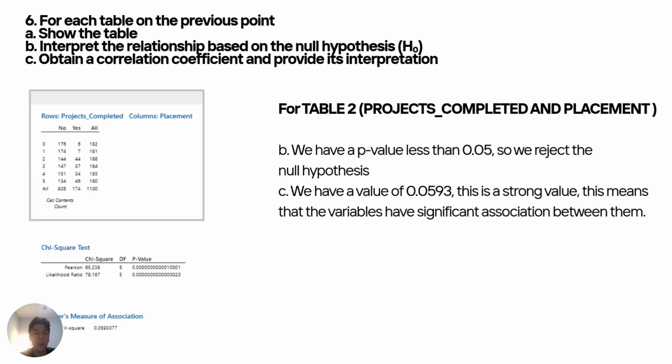For table 2, we have a p-value less than 0.05, so we reject the null hypothesis, and we have a coefficient value of 0.0593. This is a strong value, so this means that the variables have a significant association between them.